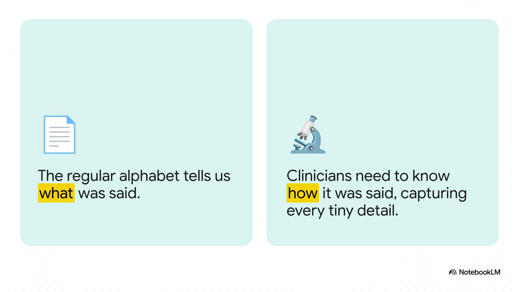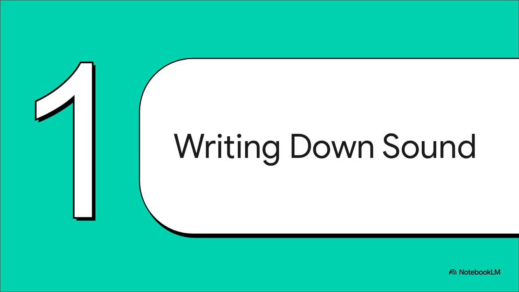Our everyday alphabet, it's kind of like a blurry photo. You get the general idea, right? You can tell what was said, but for a clinician, that's not nearly enough. They need something more like a high-resolution, slow-motion video. They need to see how it was said, every tiny detail of the tongue's movement and the airflow. So, how do you do it? How do you capture something as quick and fleeting as a single sound and do it with enough precision to actually build a therapy plan around it?